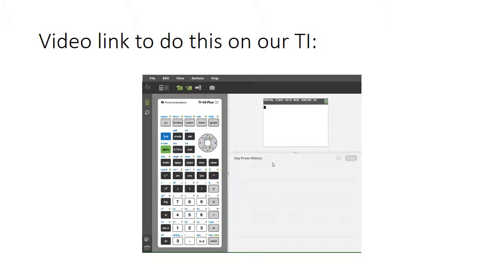And again, here's a video link. Alrighty, let's go ahead and use our TI graphing calculator in order to find a confidence interval where we do not know the population standard deviation. So now we are going to do the same thing we just did, but for a T distribution instead of a Z distribution.